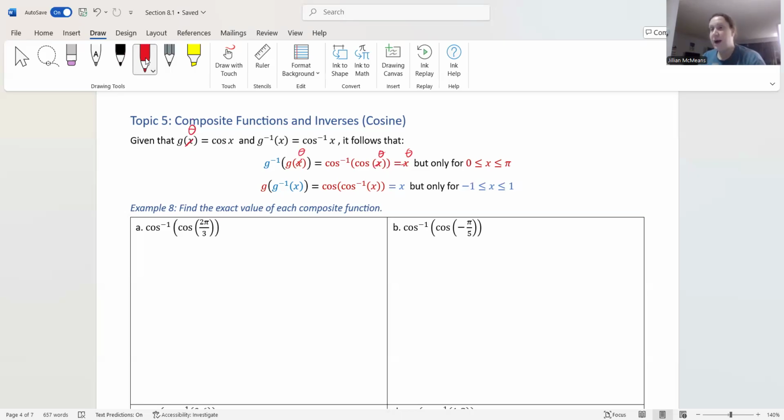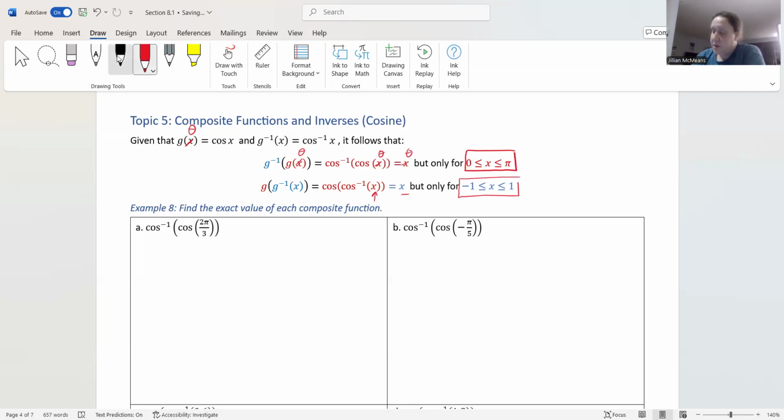Now, this is true as long as x or theta is in the correct domain. We've set the very restricted domain of cosine to be 0 to pi. So inverse cosine will undo cosine as long as the input of cosine is in that domain. On the flip side, g of g inverse of x equals cosine of inverse cosine of x, and that's going to equal x, the input, as long as that input for inverse cosine is in the domain of inverse cosine.